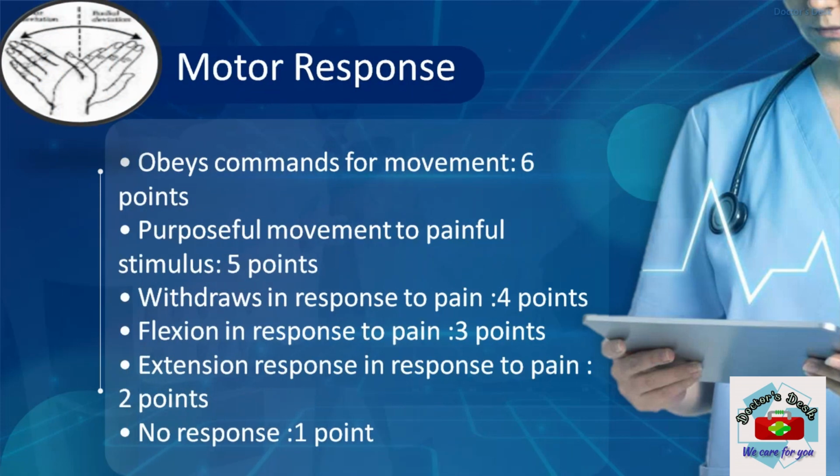Now, finally, we will assess the motor response. If the person obeys commands for movement, he will get 6. If the person produces purposeful movement to painful stimuli, he will get 5 points. If after giving pain the patient withdraws his body parts, then we will give 4 points. If the person only flexes, he will get 3 points.